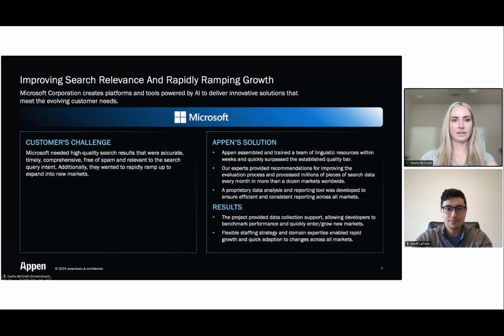So I added a few slides here at the end to showcase where we've done this before. Microsoft, obviously, is an extremely innovative company, and they've partnered with Appen to help improve the quality of their search data. They were having problems with the accuracy of their search results, and that was causing major delays on their deliverables. And so with Appen's help, developers were able to benchmark performance and quickly enter and grow into new markets.